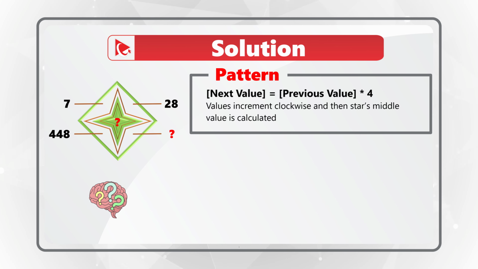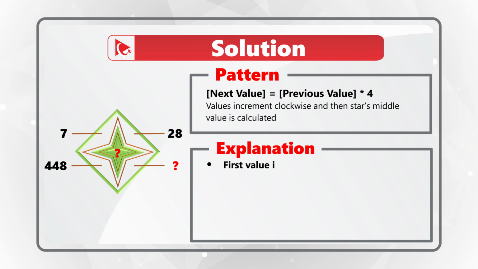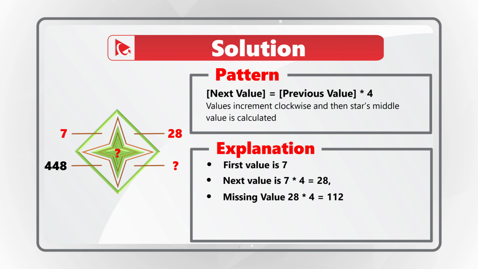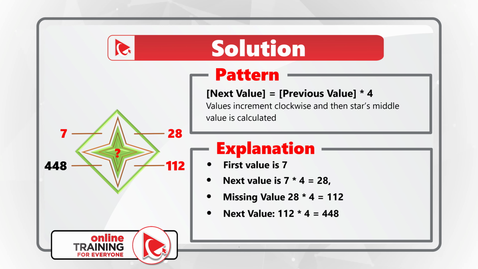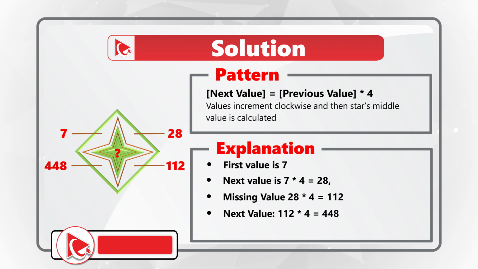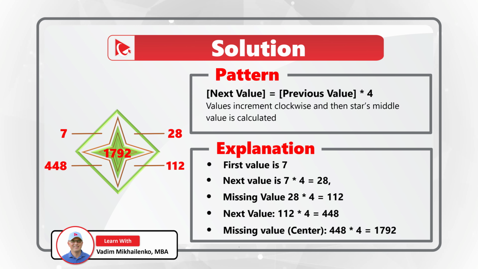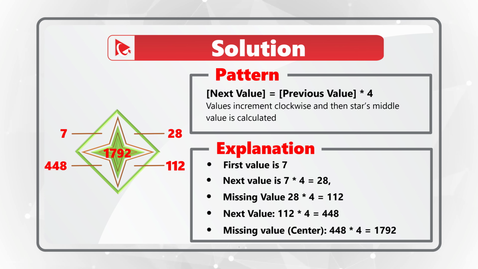Let's use the formula to calculate the missing values. First value at 11 o'clock is 7. Next value is 28, which is calculated as 7 multiplied by 4. Then we come to the first missing value at 5 o'clock, and the missing value is calculated as 28 multiplied by 4, which equals 112. Next value at 8 o'clock is 112 multiplied by 4, which equals 448. And then the missing value in the center of the star is 448 multiplied by 4, which equals 1792.